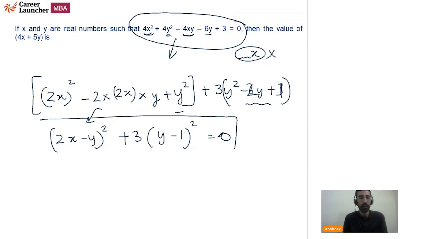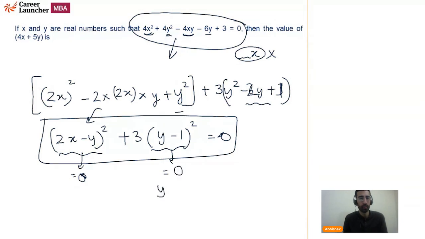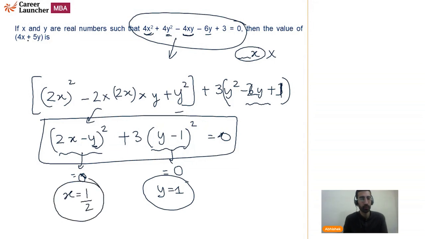So great. Now, if the sum of two perfect squares is 0, that is only going to happen if this is 0 and this is 0. And therefore, y must be equal to 1. And if y is 1, 2x minus 1 must be 0, so x must be 1 by 2. And therefore, you plug in these values. 4 into 1 by 2 is 2, and 5 into 1 is 5, so 2 plus 5 is your answer, 7. I hope this is clear.